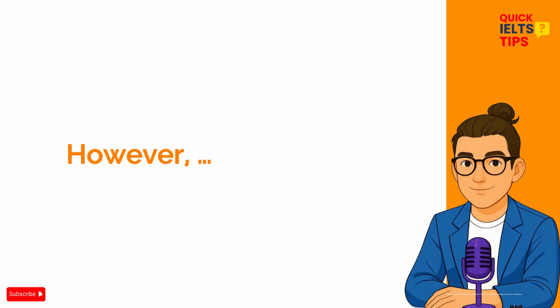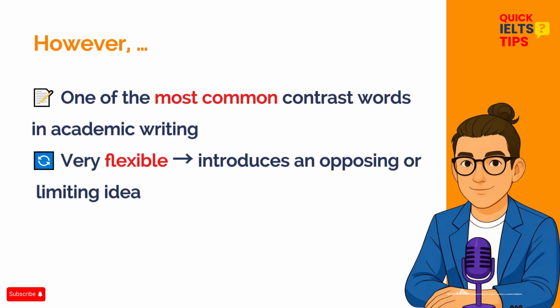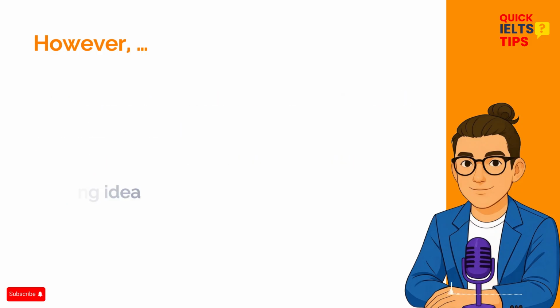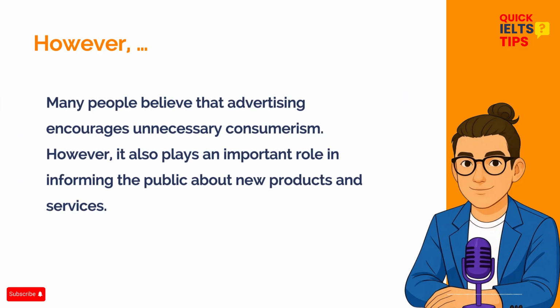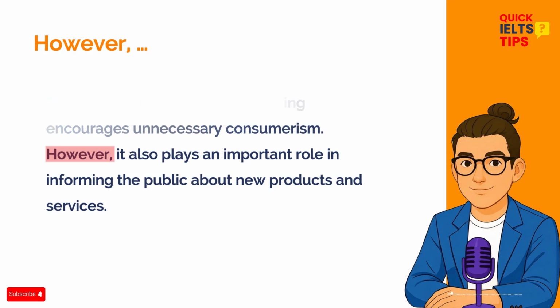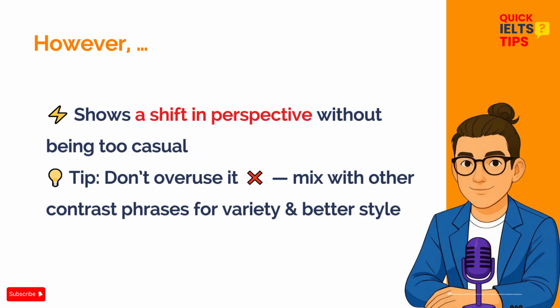Our third phrase is however. This is one of the most common contrast words in academic writing, and it's very flexible. You can use it to introduce a sentence that challenges or limits the idea before it. For example, many people believe that advertising encourages unnecessary consumerism. However, it also plays an important role in informing the public about new products and services. Notice how it shows a shift in perspective without being too casual.